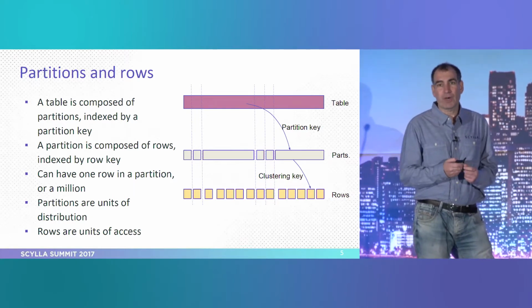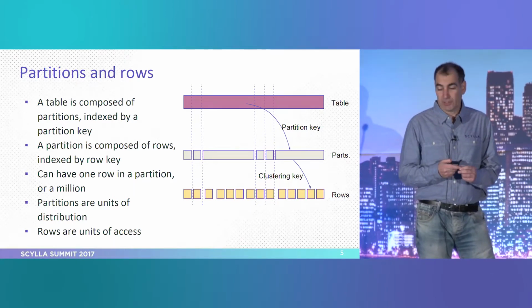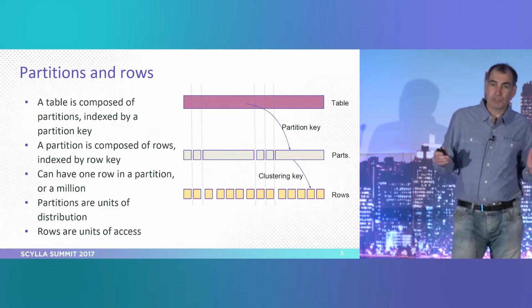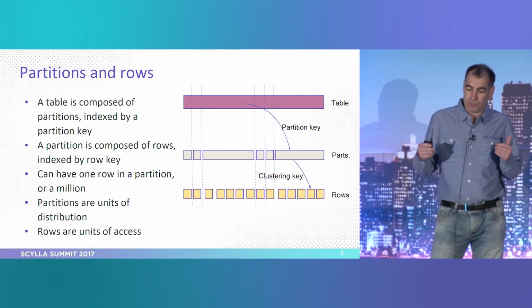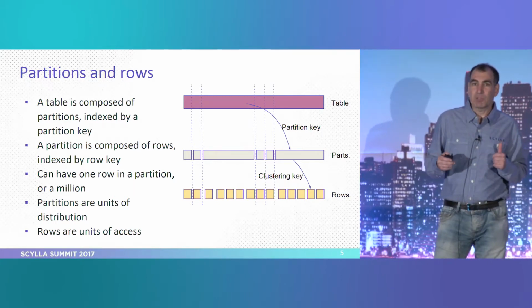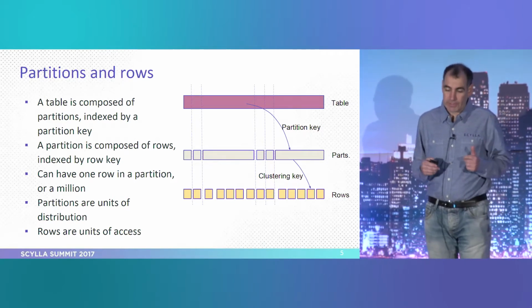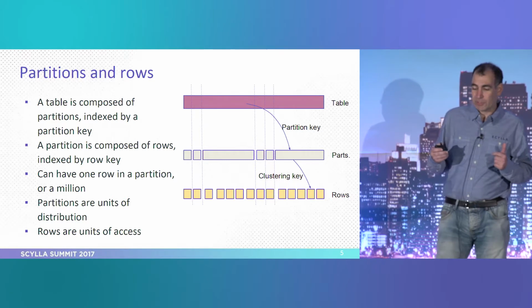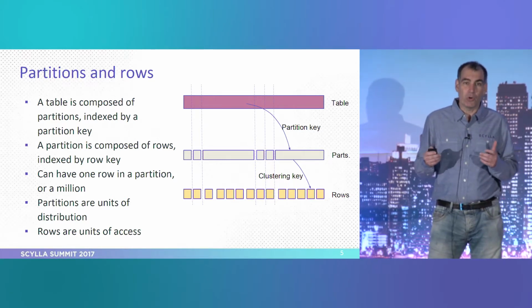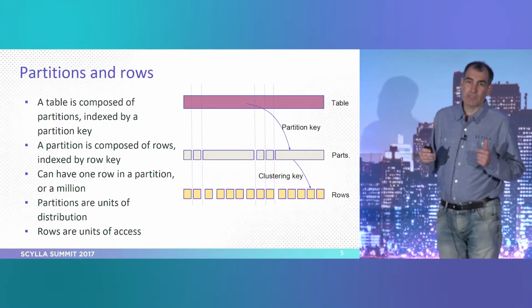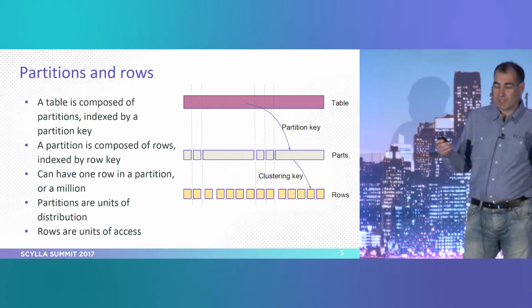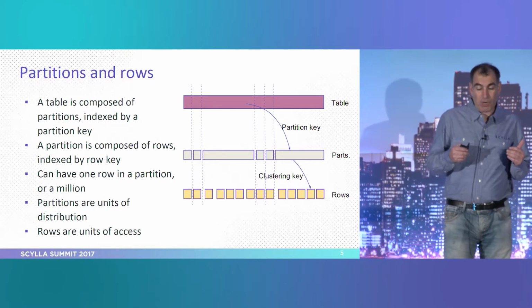If you start from a table, a ScyllaDB table, then it's composed of partitions. You index the table with a partition key, and you get to a partition. And then you can further index the partition with a clustering key and get to a row. And the row is what you're really interested in. A row is a unit of data.